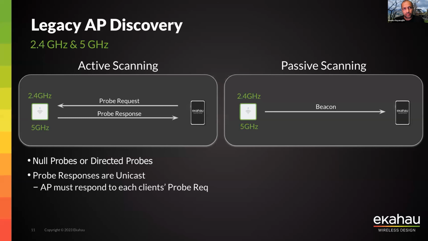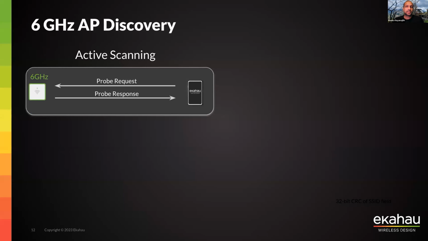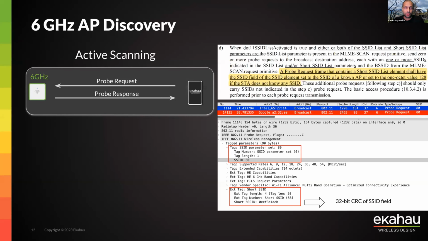Now, if we look at 6 GHz, there are certain rules. This is an important thing to get some familiarity with: what is allowed and what is not allowed in 6 GHz. The first thing is that null probes are not permitted. That means a client cannot send a probe request keeping the SSID field blank.